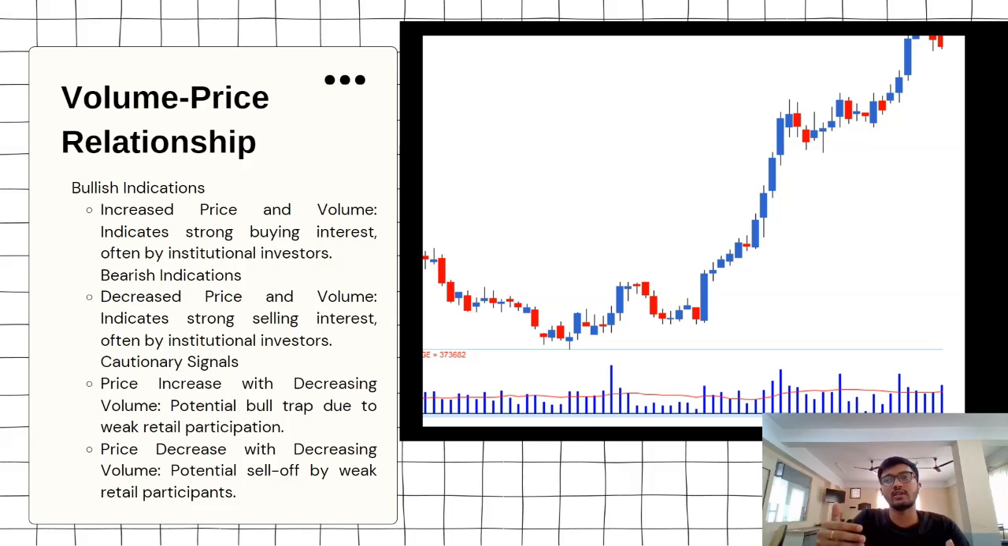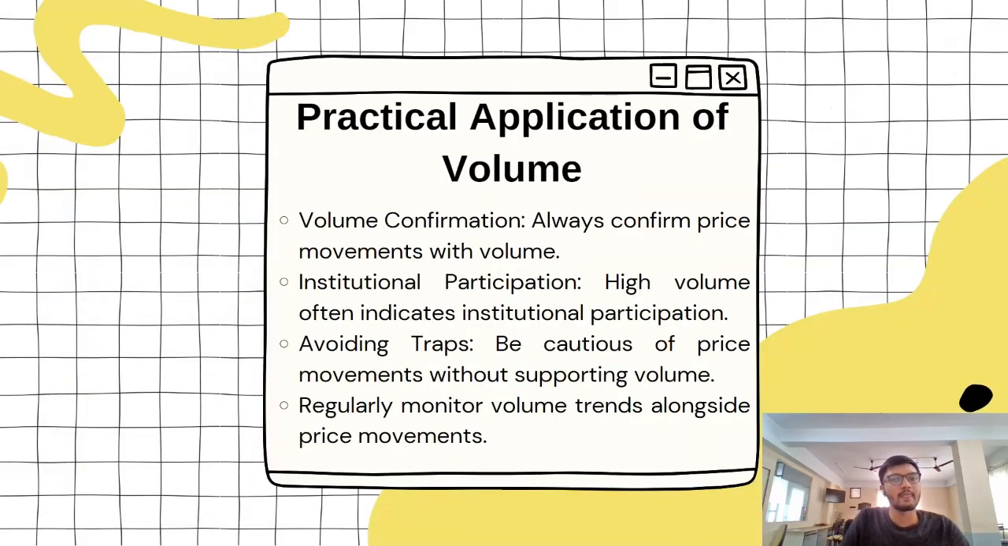So the volume should be increasing even if the price is going up or going significantly down. But the volume should not be very much lower when the price is slowly increasing or slowly decreasing, because that will be a potential trap for retailers and traders. So, practical application of volume.